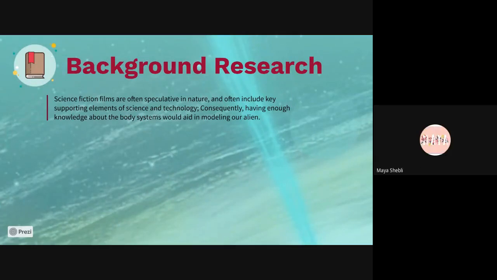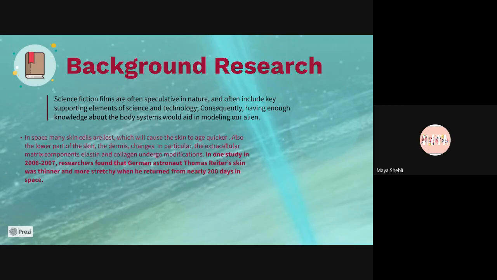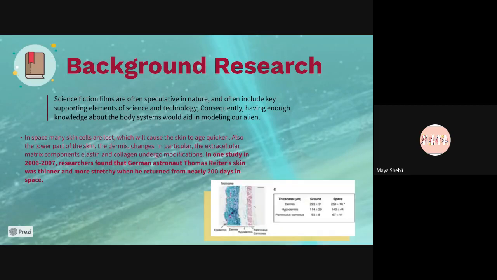Science fiction films are often speculative in nature and often include key supporting elements of science and technology. Consequently, having enough knowledge about the body systems would, of course, aid in modeling our alien. Living in space can affect our bodies when getting exposed to different conditions. For instance, radiation could increase lifetime risk for cancer. Astronauts also require daily exercise to keep their muscles and bones from deteriorating.